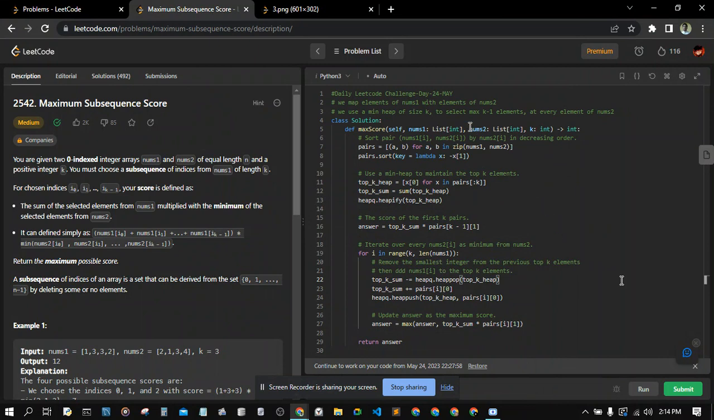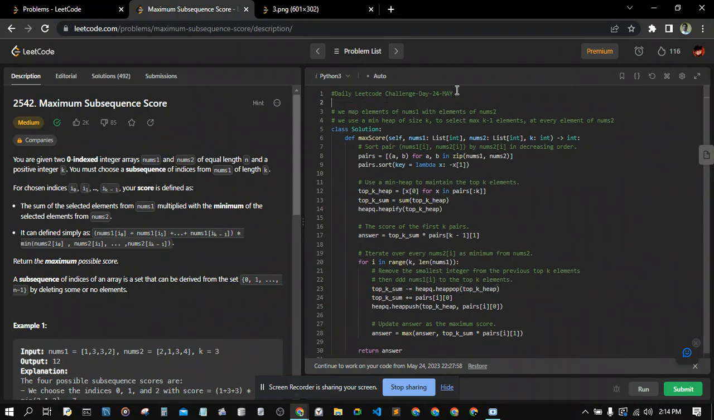Today we are at day 24 of the May Daily LeetCode challenge, and we have again a medium level question in front of us. And as you might know by now, it's again a question on heap, and for the last few days we have been having questions on heap. Let us see what the question is.